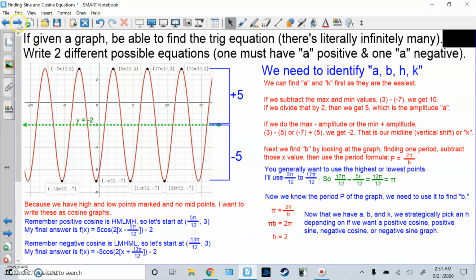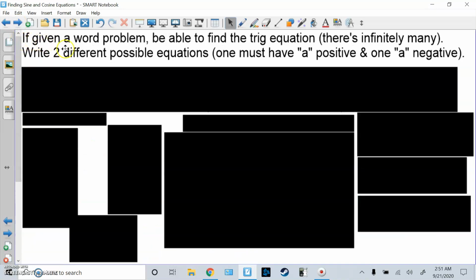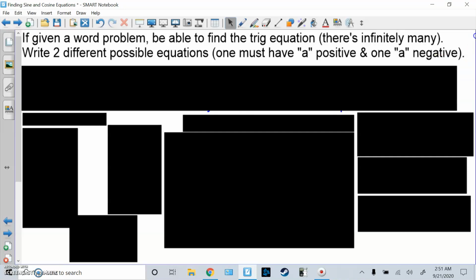Alright, here's another problem. If given a word problem, be able to find the trig equation. Again, there are infinitely many to choose from. And here I want you to find two different possible equations. One must have a positive a value, the other must have a negative a value. Some schools make you do one cosine equation, one sine equation. Same idea. So here's the word problem.